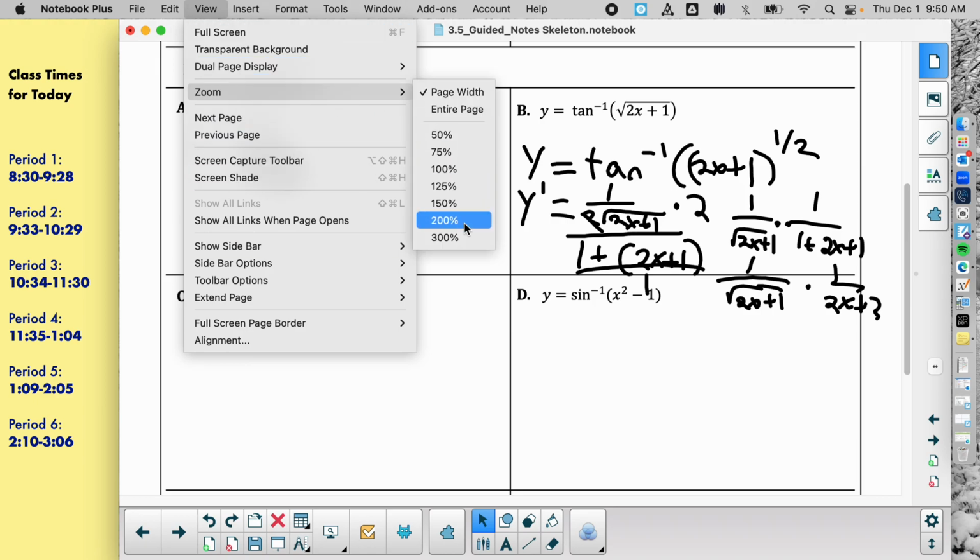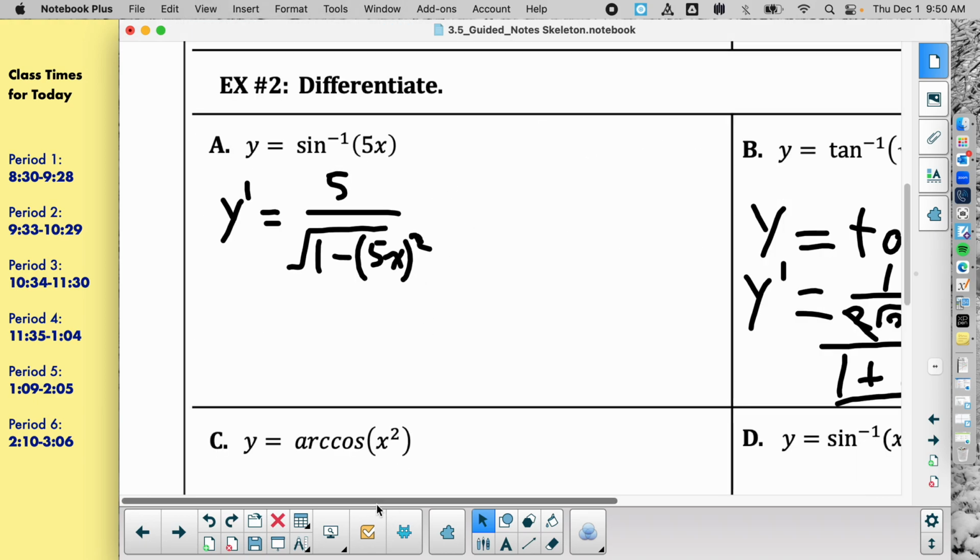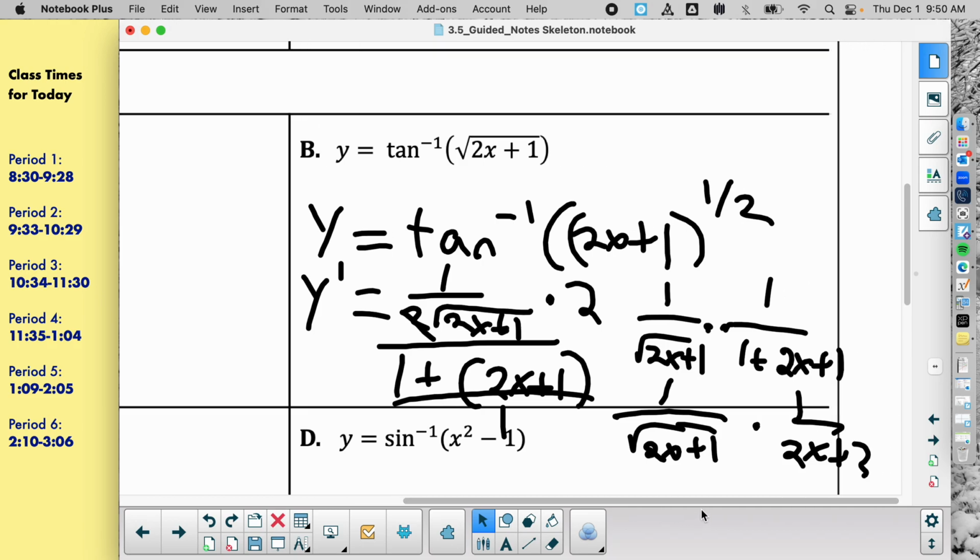I'm going to zoom in because I feel like I need to rewrite it because it was so small. It was hard for you to write. Do you guys want me to start that one over then? Sure, I can do that. You did it perfect though. Sure. Nice job.